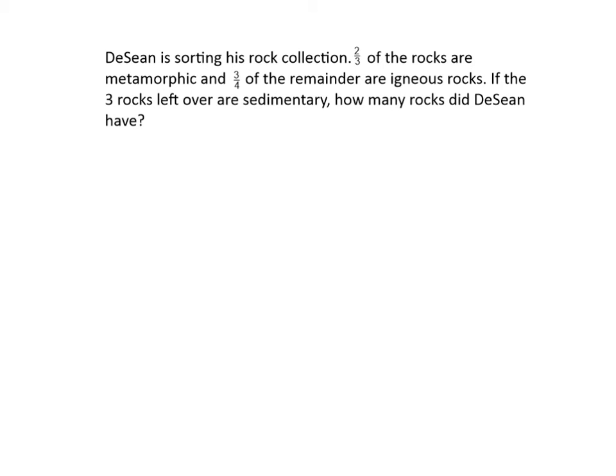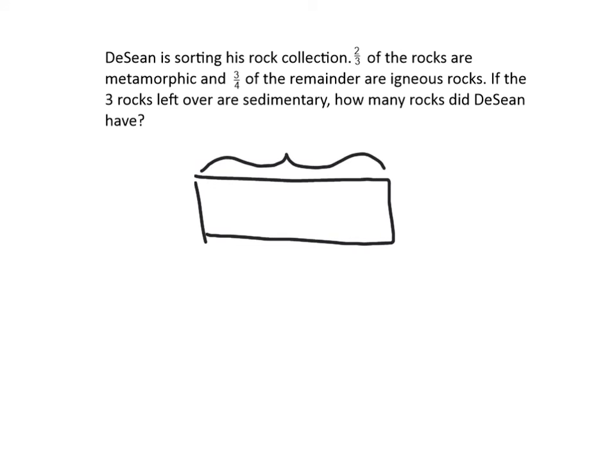Let's try one more problem. Desean is sorting his rock collection. 2/3 of the rocks are metamorphic and 3/4 of the remainder are igneous rocks. If the 3 rocks left over are sedimentary, how many rocks did Desean have? So this one's a little different than before, but again, we're going to draw to help us. So we know that he's sorting rocks, and we want to know how many rocks did he have, so we don't know this yet. That's what we're going to figure out.